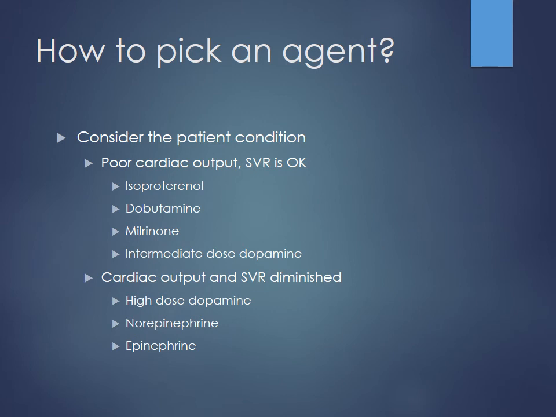Okay, so then again, how do you pick your agent? It's based on the patient condition, right? So you're looking at things like poor cardiac output, whether SVR is okay. Things that are primarily working on the heart are going to be better here. So things like isoproterenol, dobutamine, that intermediate dose dopamine is going to be useful here, okay? Say they have diminished cardiac output and their systemic vascular resistance is diminished. That's where things like high dose dopamine, that above 10 mics per kilo per minute, norepi or epi are going to be good options for those patients.